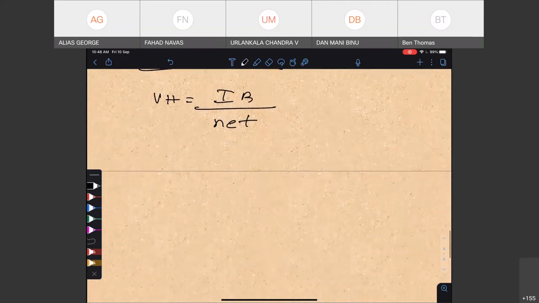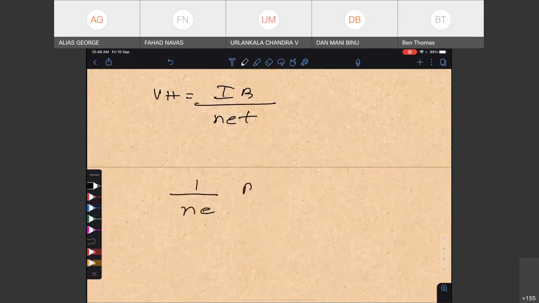So I am calling this 1 by NE as the RH, or the Hall coefficient.